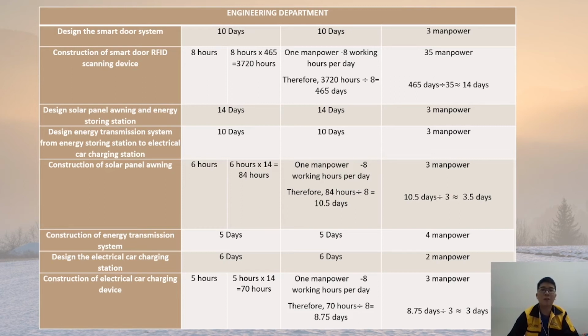A total of 465 devices may take a total of 3,720 hours. If we make an assumption that one manpower has 8 working hours per day, therefore the total days required to finish this activity is around 465 days. But if we have 35 manpower, it might take around 14 days to finish this activity.